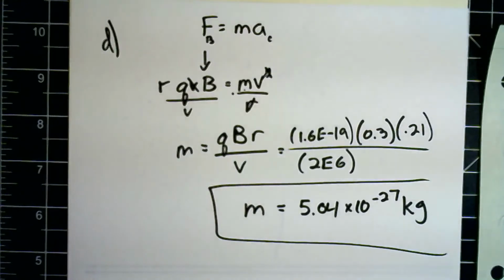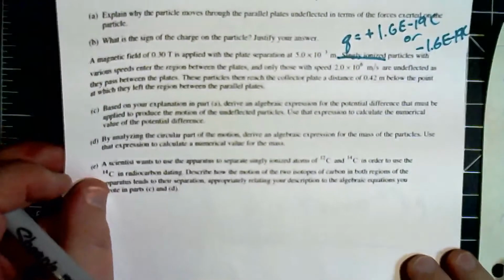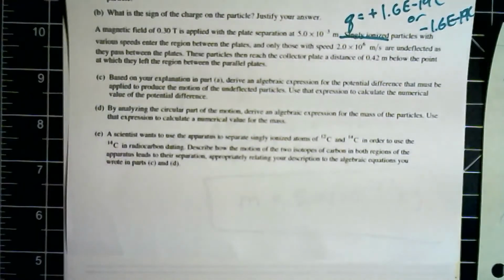And then the last part states, a scientist wants to use the apparatus to separate singly ionized atoms of carbon-12 and carbon-14 in order to use the carbon-14 for radioactive dating. Describe how the motion of the two isotopes of carbon in both regions of the apparatus leads to their separation, appropriately relating your description to the algebraic equations you wrote in C and D.